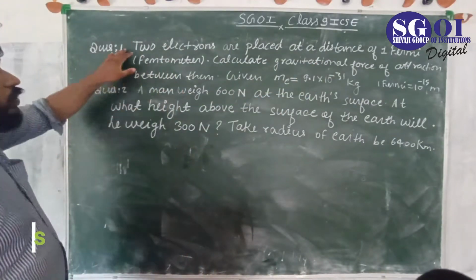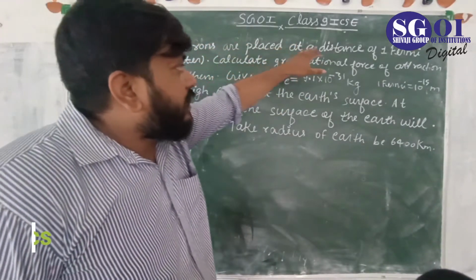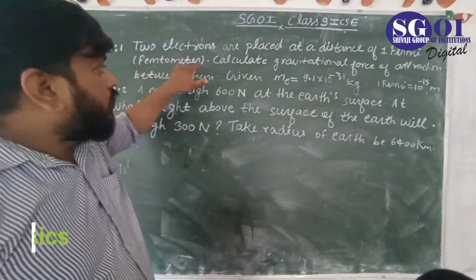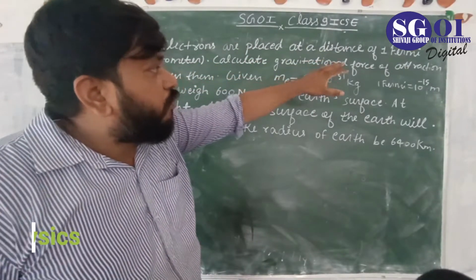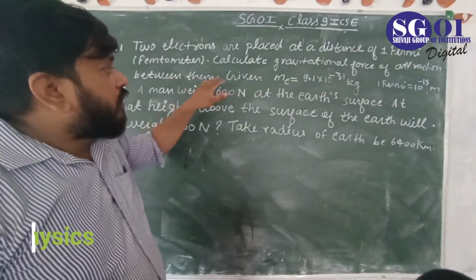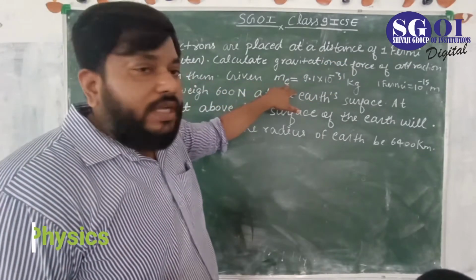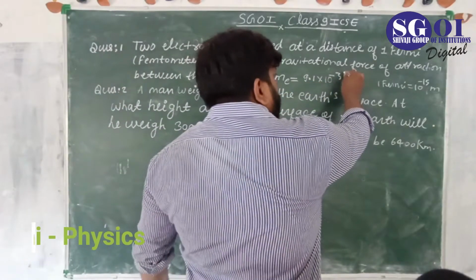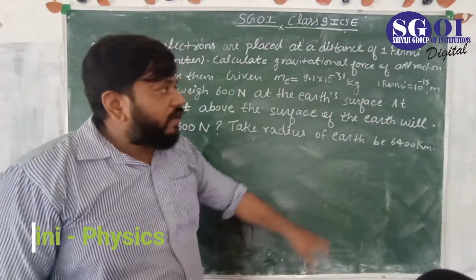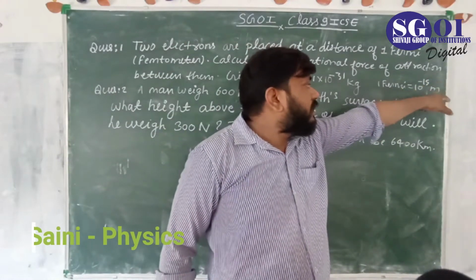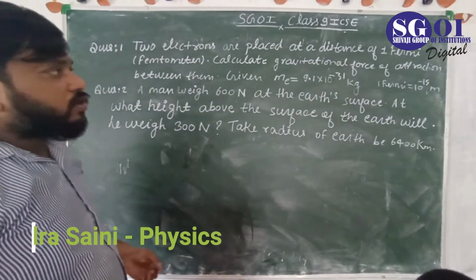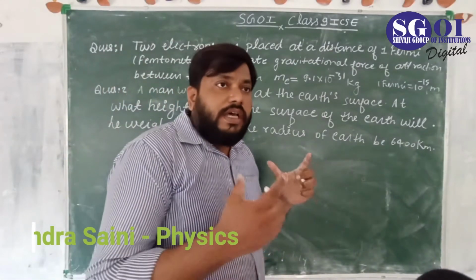Two electrons are placed at a distance of 1 Fermi, which is femtometer. Calculate the gravitational force of attraction between them. We are given the mass of the electron, 9.1 into 10 to the power minus 31 kg, and 1 Fermi is equal to 10 to the power minus 15 meter. So we have to calculate the gravitational force between the electrons.